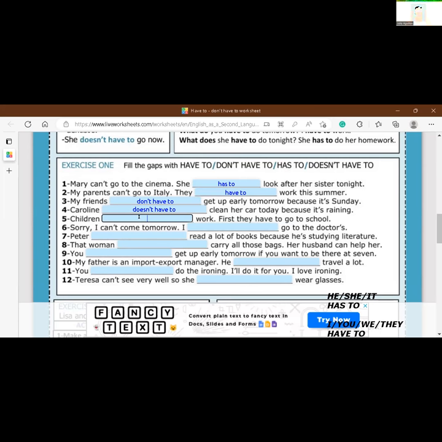Let's see, number five, children. Children don't have to. Children has to. Children, singular or plural? Plural. Children. Plural, right? Children don't have to. Don't have to work. Okay, nice.